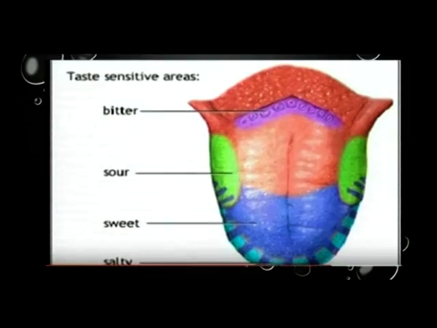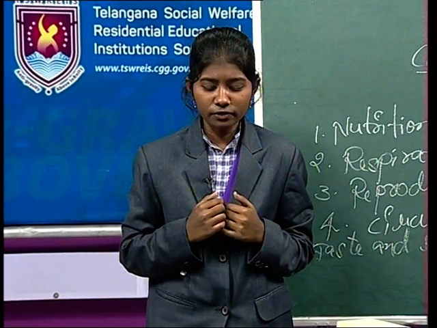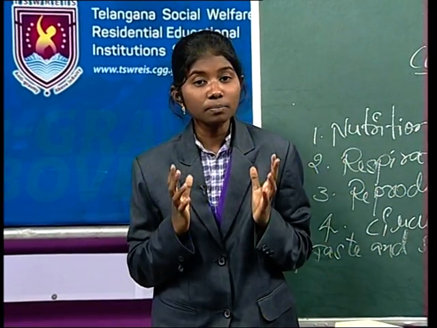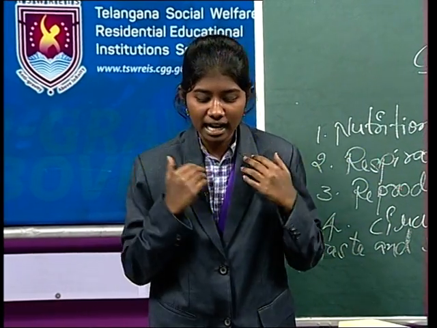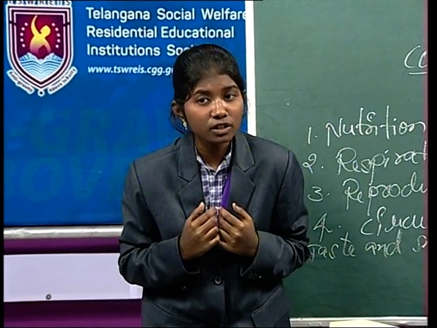So, this is the taste sensitive area. This is bitter, sour, sweet and salty. Bitter is present at the back of the tongue, sour is present at the sides of the tongue, sweet is present behind the salty taste bud, and salt is present at the tip of the tongue. After the dissolved food enters into the cup-like taste buds, the sense of taste is carried to the brain for analysis. Then only will we know the taste of the food material.